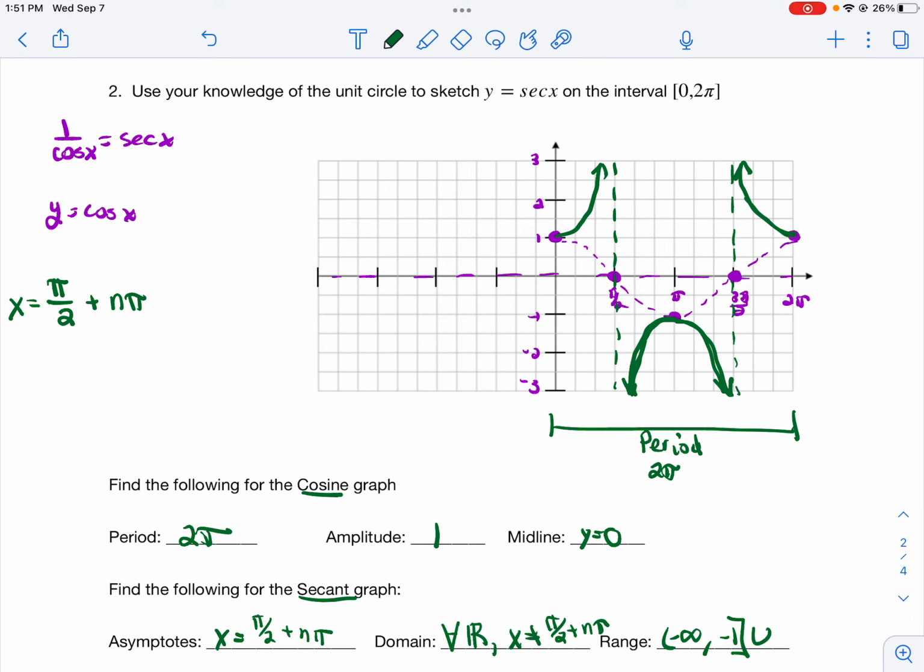And then our top pieces here start at 1. It doesn't matter which one you look at. They have the same range. They start at 1 and go up to infinity. So that would be our range.